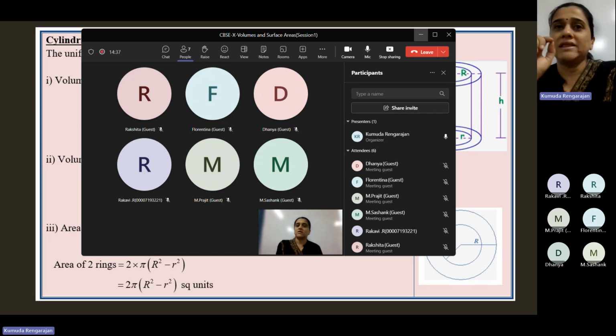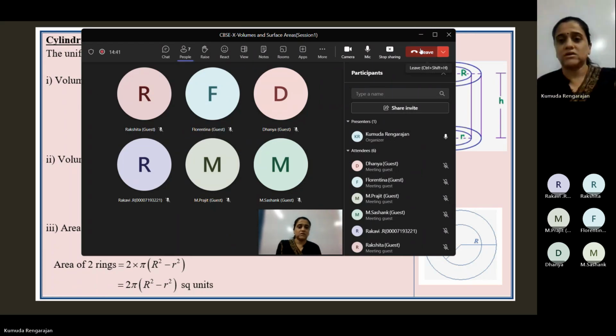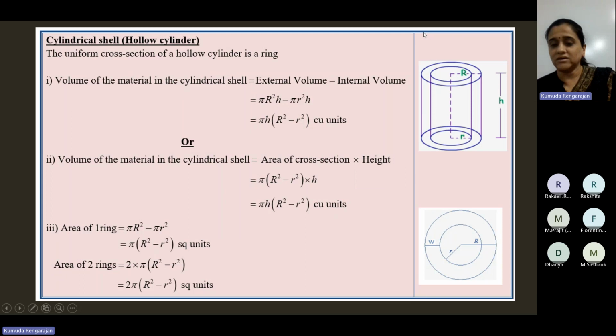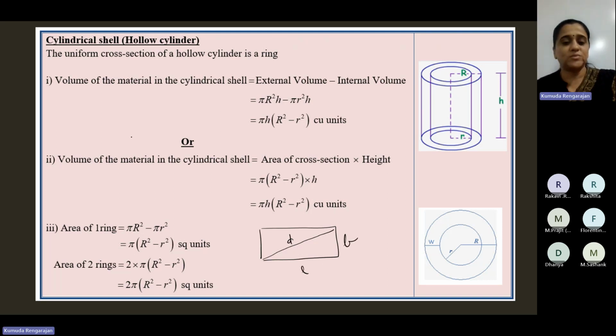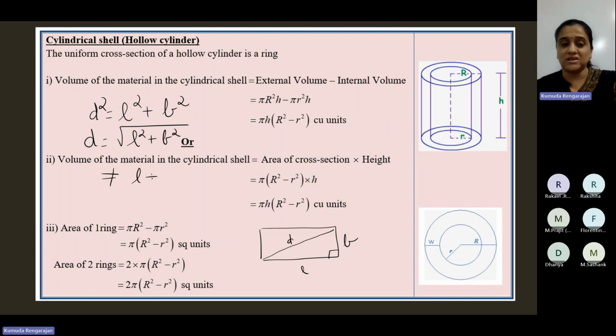And similarly, the length of the diagonal of a rectangle is given by, you will tell me now. How do you find the length of the diagonal of a rectangle? What's Pythagoras' theorem here? Diagonal square is equal to L square plus B square. So diagonal is equal to square root of L square plus B square, which is not equal to L plus B. You need to add and then take the square root. You cannot take individual square roots. It's not square root of L square plus square root of B square.